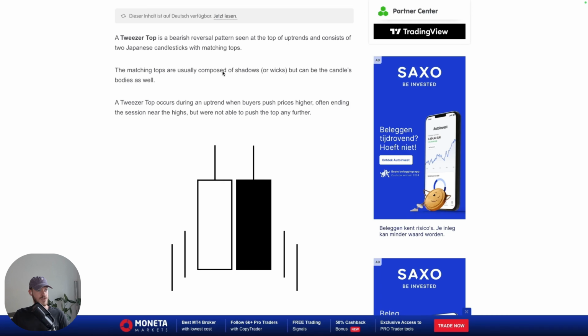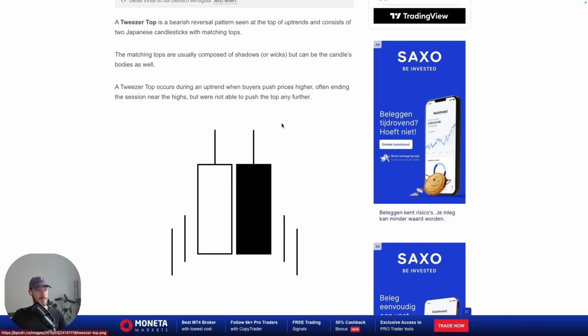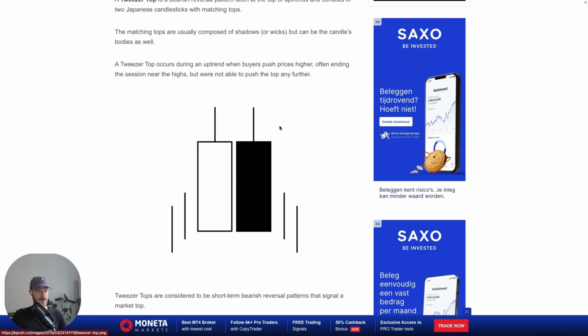So here the matching tops are usually composed of shadows, aka wicks, but can be the candle bodies as well. So it doesn't need to be these wicks, it can also be the body here, these ones. A tweezer top occurs during an uptrend when buyers push prices higher, often ending the session near their highs, but were not able to push the top any further.